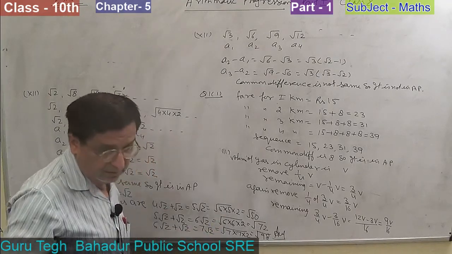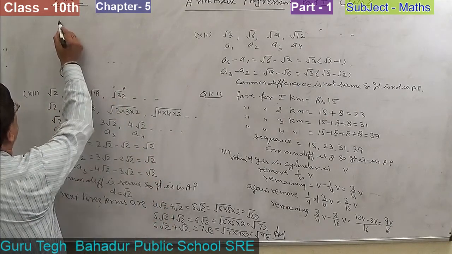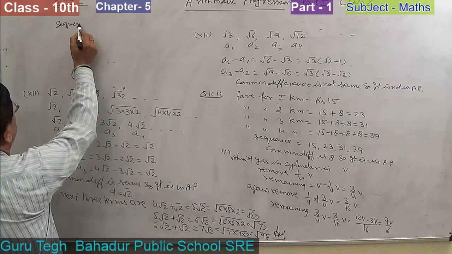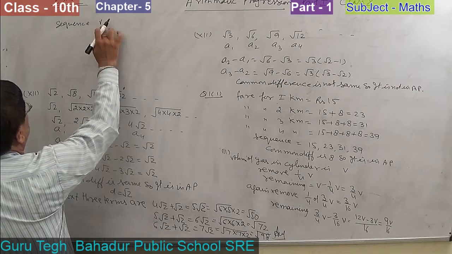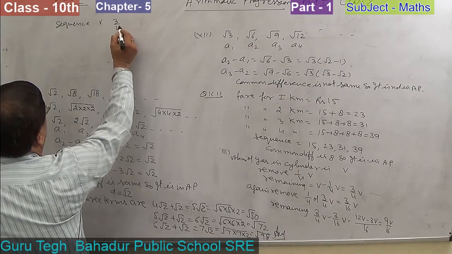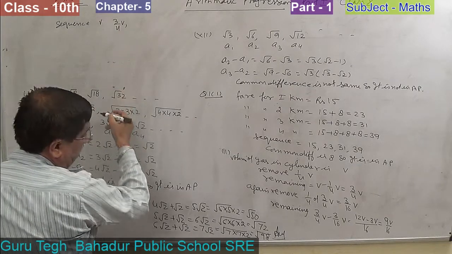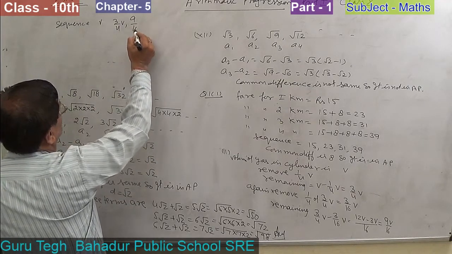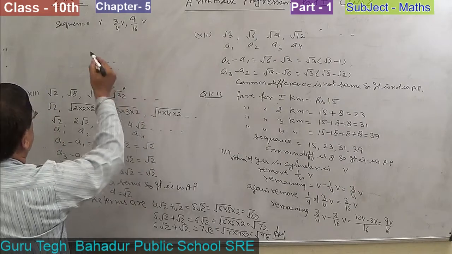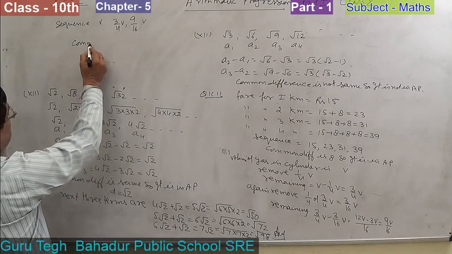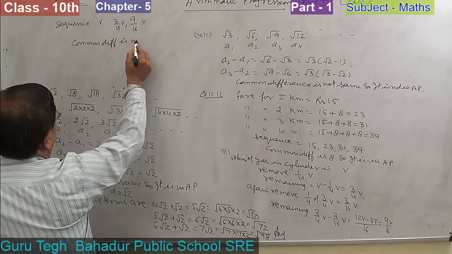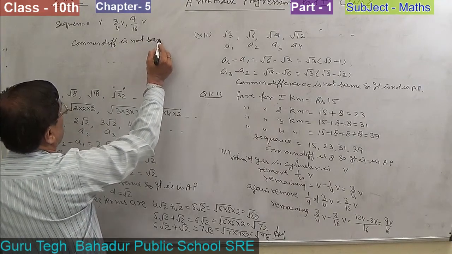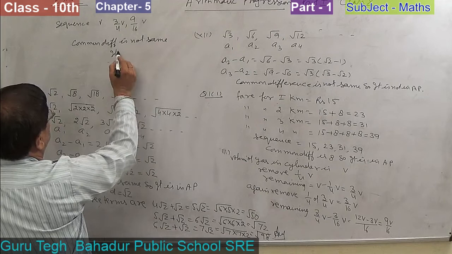So sequence is V, 3/4 V and 9/16 V. So common difference is not same, so it is not in AP.